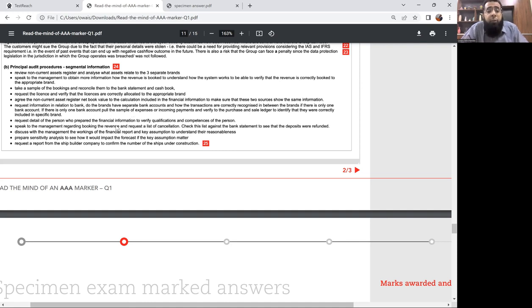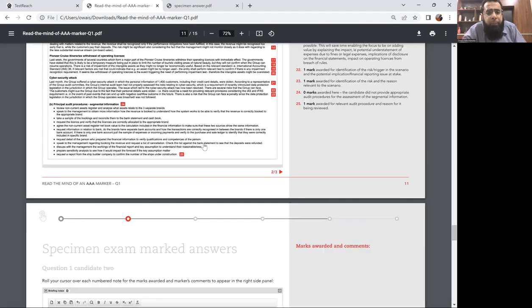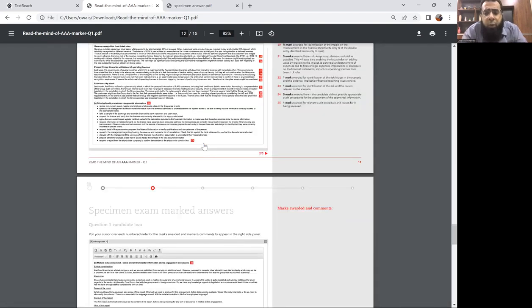Request detail of the person who prepared the financial information to verify qualification and competence. Speak to the management regarding booking the revenue and request a list of cancellation. Discuss with management for working of financial reporting key assumptions. Prepare sensitivity analysis to show how it would impact forecasted the key assumption matter. Request a report from shipbuilder company to confirm the number of ships under construction. So some irrelevant procedures which he has written. Okay. So 0 marks awarded.